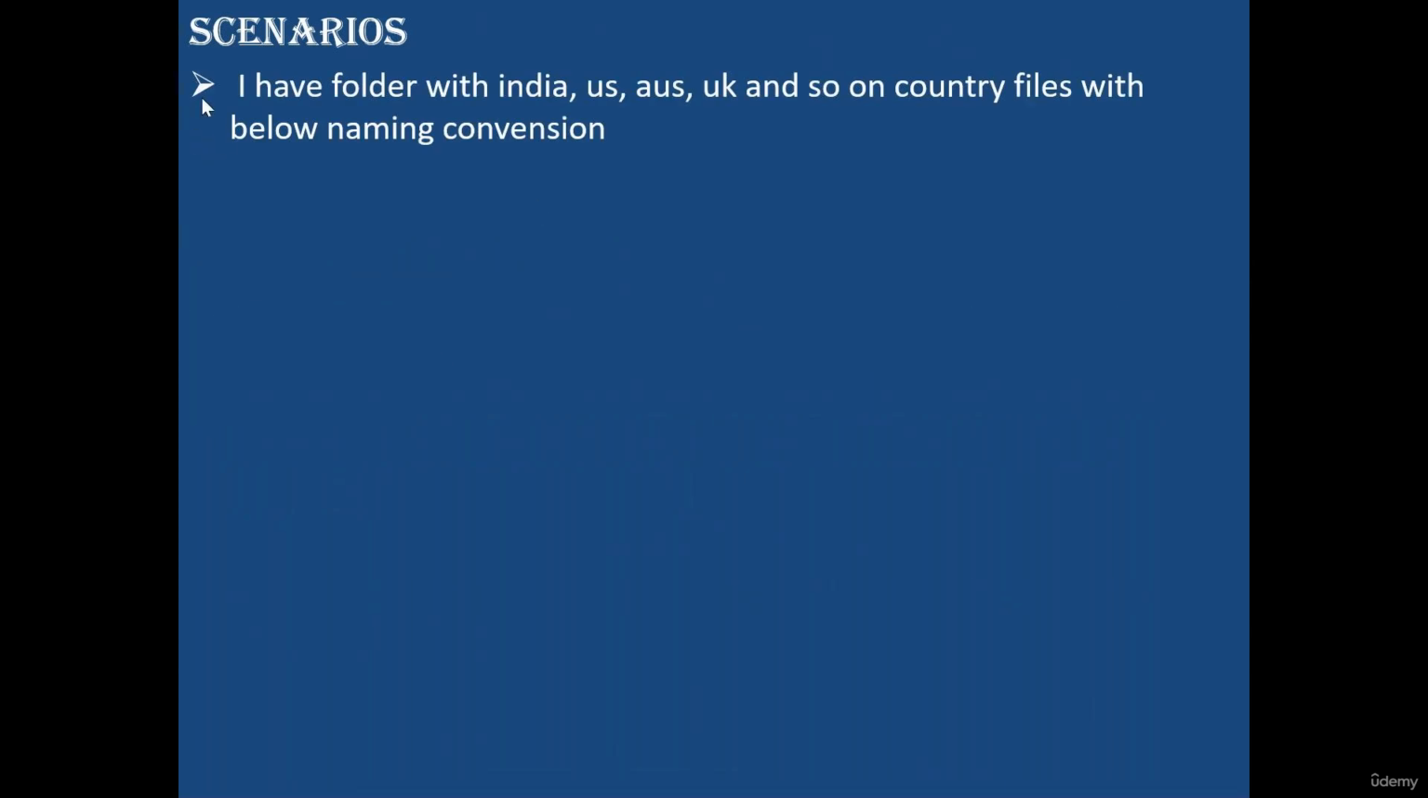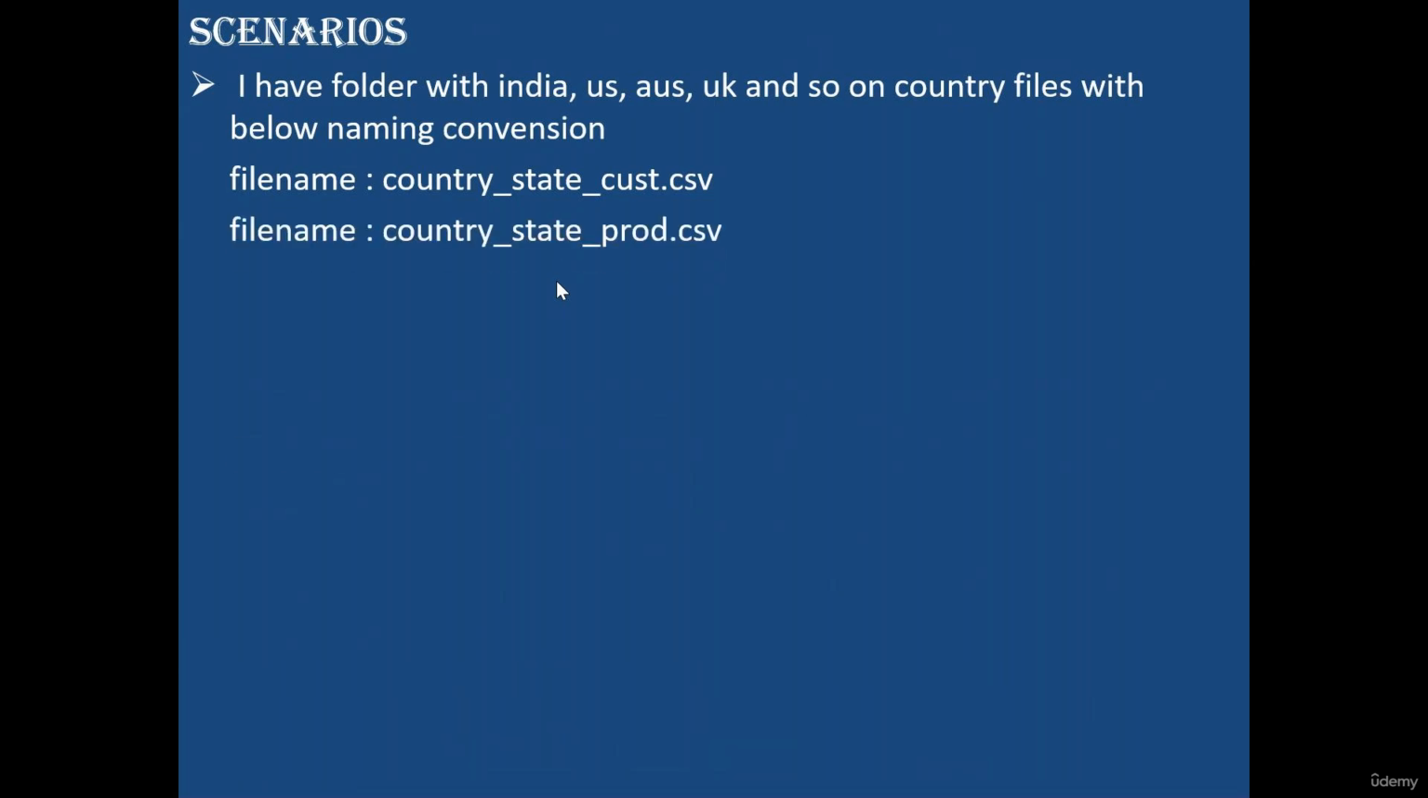Okay, I have a folder with India, US, Australia, UK and so on country files with the below naming convention. Okay, so the file name is country underscore state underscore custard.csv. Meaning India, Telangana, custard.csv, India, Maharashtra, custard.csv, India, Karnataka, custard.csv, like that. Similarly, if it is a product, maybe you can say India, Tamil Nadu, prod.csv, something like that.